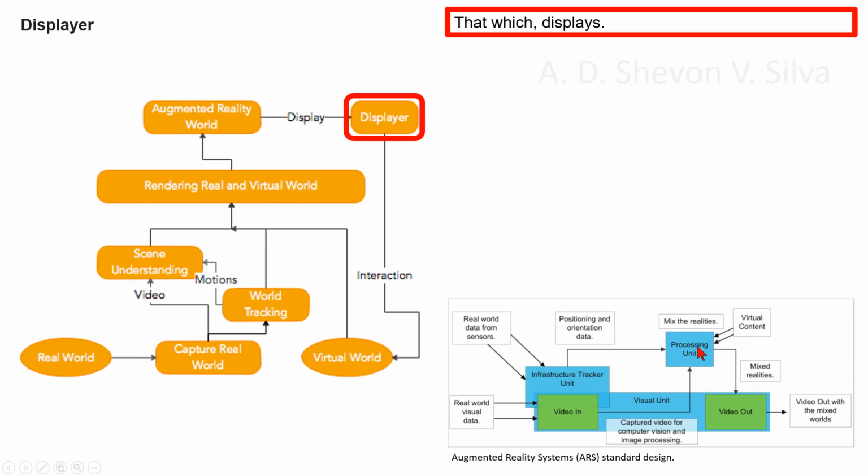processing unit. Processing unit is connected to video out. Mixed realities are passed from processing unit to video out, and video in is connected to processing unit. Captured video for computer vision and image processing are passed from video in to processing unit, and video out is connected to video out with mixed world.